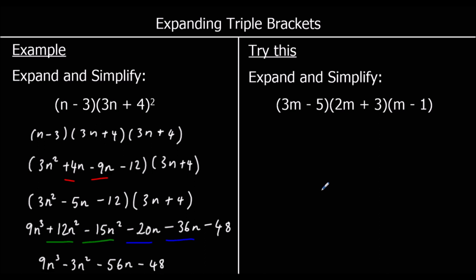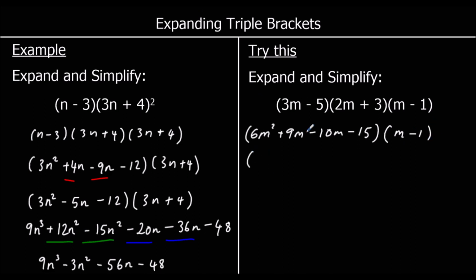Okay, so let's expand the first two brackets and ignore the last one to start with. So 3m times 2m is 6m squared. 3m times 3, that's 9m. And negative 5 times 2m is going to be negative 10m. And negative 5 times positive 3 is negative 15. And the last bracket is still there.